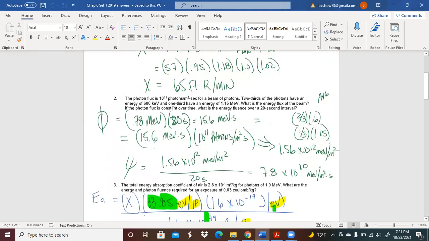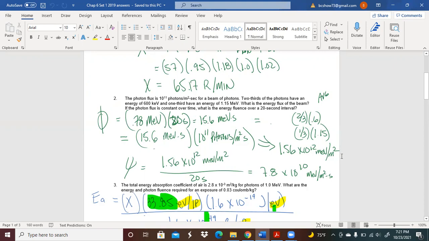So for number 2, the photon flux is 10 to the 11th photons per square meter per second for a beam of photons. So 2/3 of the photons have an energy of 600 keV, and 1/3 have an energy of 1.15 MeV. So what is the energy flux of the beam? And then we'll get to the second part here a little bit later. So let's take a look here at the photon flux.